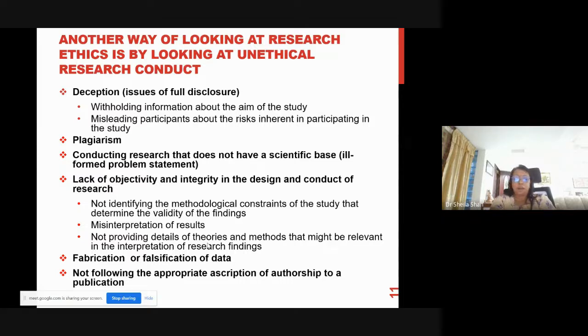Not following the appropriate authorship for the publication. Three of you did the research, and then when you want to publish, you simply put another person's name because the person is very popular, so it will be easier to get published. So you're not following the appropriate way of authorship for the publication.